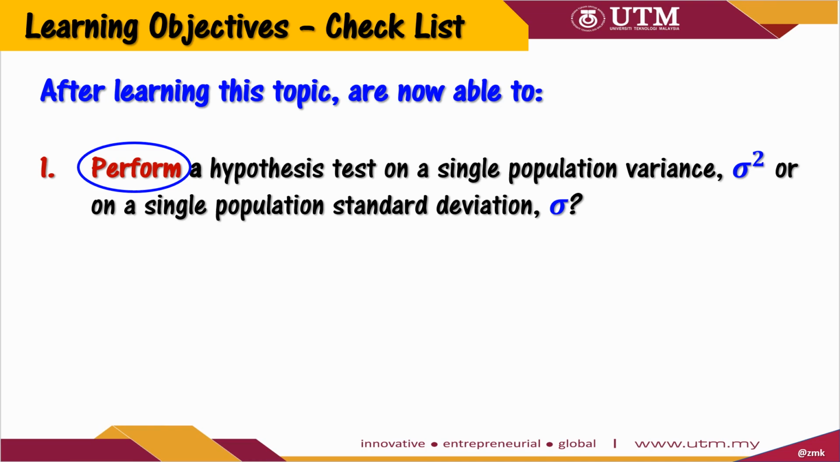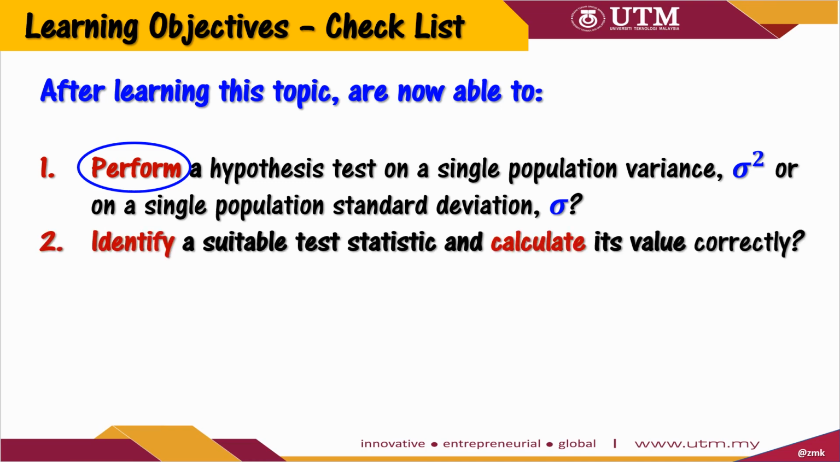Next, are you now able to achieve the second objective, which is to identify the suitable test statistic and to calculate its value correctly? For testing sigma squared or sigma, we only use a chi-squared test statistic as the chosen test statistic. Please, we do not use a z-test, a t-test, or even an F-test for testing a single population variance or standard deviation.